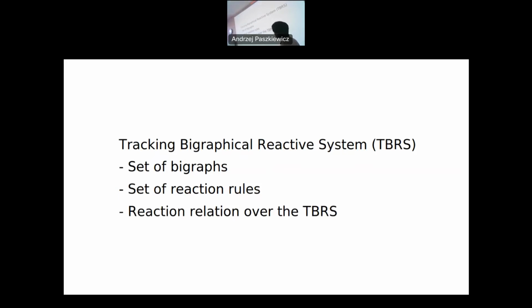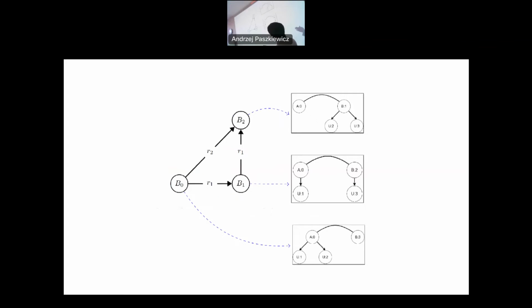A tracking bigraphical reactive system consists of a set of bigraphs and a set of reaction rules. Moreover, we can define a reaction relation over any tracking bigraphical reactive system. This is an example of a tracking bigraphical reactive system for the task defined earlier. What we can read from this TBRS is that the action of independent moving may occur in the system. What is important is that at this stage time is not considered. The flow of time is not considered for any action.